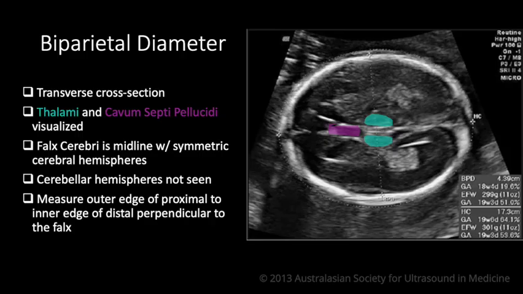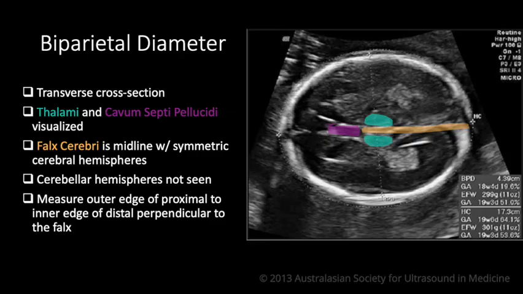Now, the falx cerebri should bifurcate the head and represent a symmetric midline, and we should see cerebral hemispheres on either side. And of note, we don't see any cerebellum. So cerebellum measurements are too low in the fetal skull and give us inaccurate measurements.